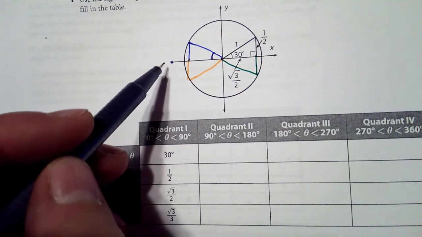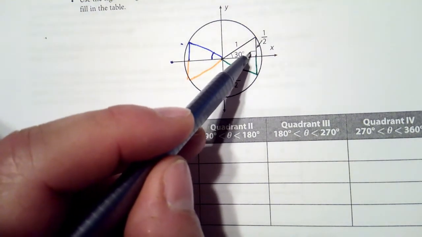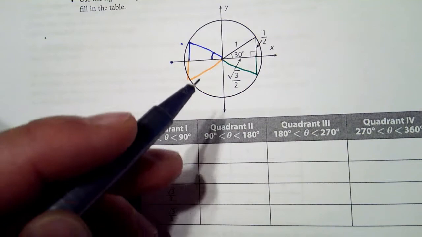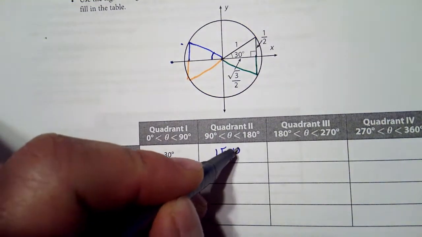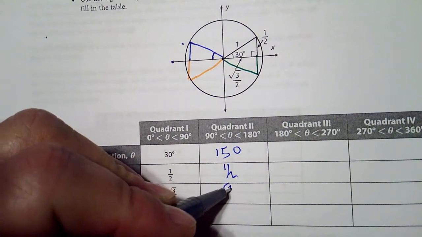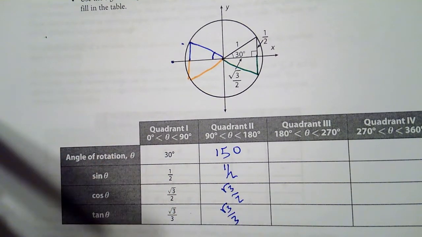This is 180. So what is 180 minus 30 degrees? So from here to here is 150, because again, 180 minus 30 is 150. And again, the numbers are 1/2, radical 3 over 2, radical 3 over 3. Okay, there's all of our numbers.